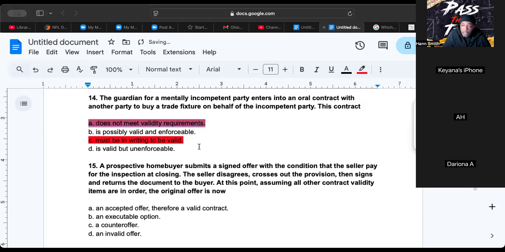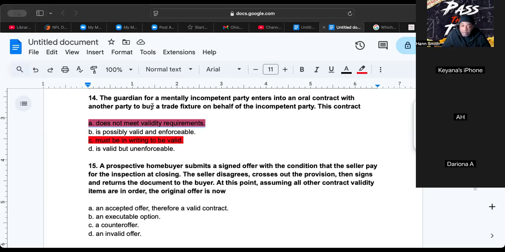Because here's the thing. It's possibly valid and enforceable. Is valid but unenforceable. Those are exact opposites. My thought about this test is they're not going to give you 2 easy answers to just get rid of, because when they're that opposite, one of them is the answer. What do we know about valid contracts? They are valid, but they may not be enforceable because it's an oral contract.